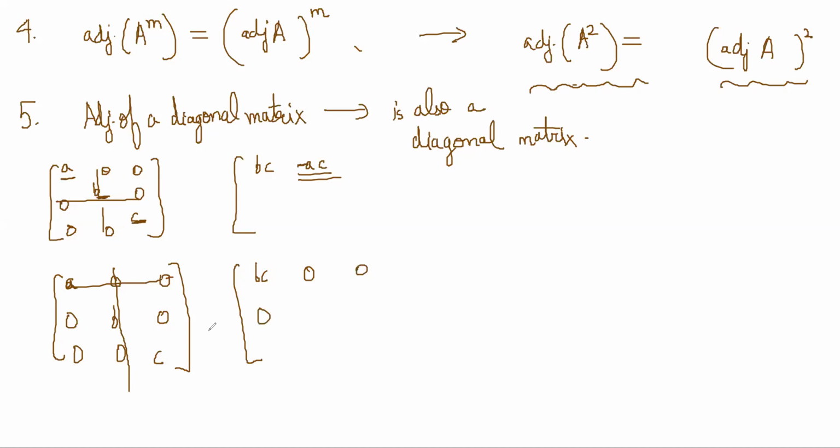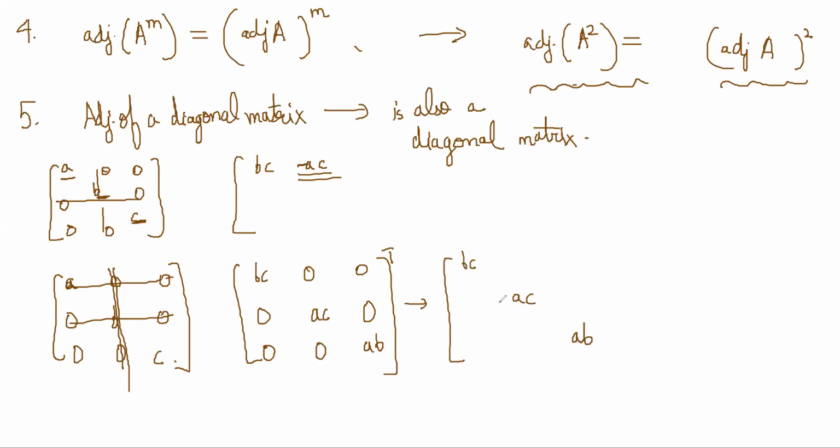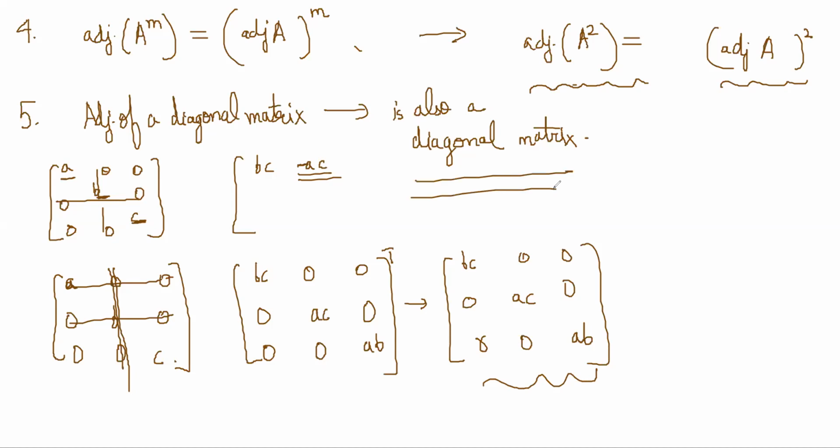This also 0. 0, 0, and here this one when you do, it will be AC. Minus AC. Minus AC nahi, AC. This is the cofactor matrix. When you do transpose, it is still going to be the same itself, right? Transpose is the same. Diagonal matrix transpose will be the same. This is your adjoint. So notice that the adjoint is itself also a diagonal matrix, right? So that is the property.